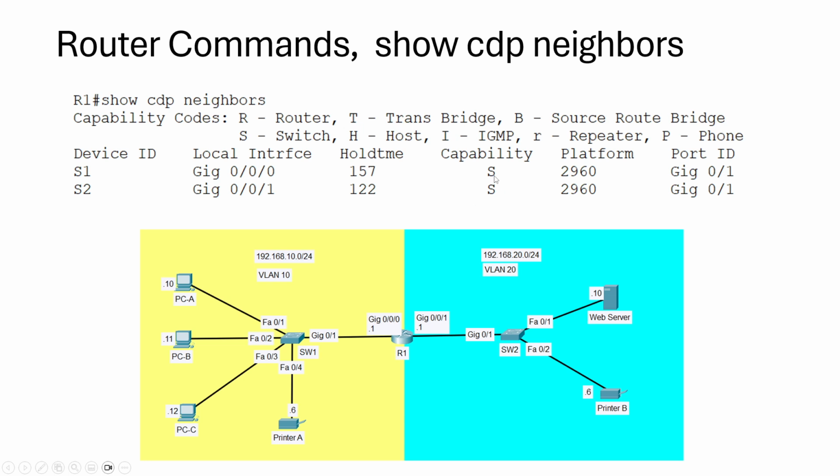And it even tells us that the capability is S. S is for switching, and it's a model 2960. And the port ID of the device that we're connected to is gig 0/1. And then of course we have the same information here for S2.